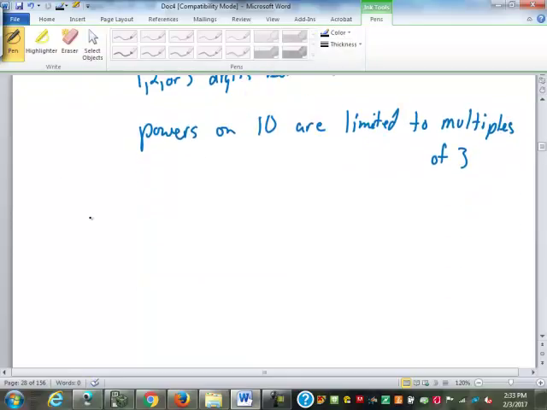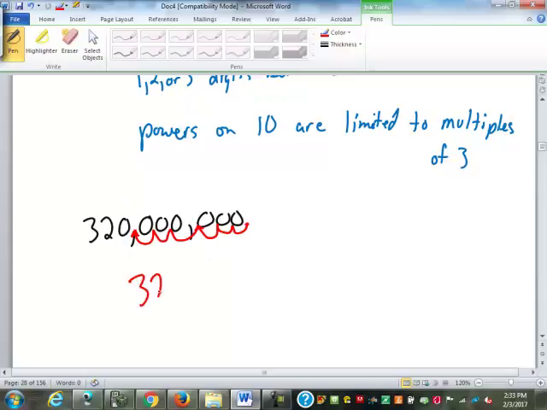So if I have 320 million, and I want to put it into engineering notation, not scientific, but engineering, I have to move my decimal point 3 spots at a time. So I go 1, 2, 3. Can I go 3 more? Sure can. 4, 5, 6. Can I go 3 more? No, if I went 3 more, there wouldn't be any digits in front of the decimal point. So this is 320 times 10 to the 6th.